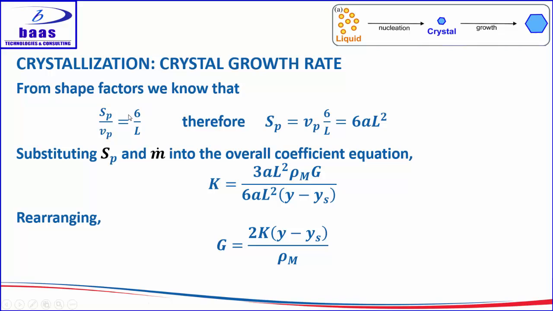From the shape factors, we know that the surface area divided by the volume is equal to 6 divided by the equivalent length. Therefore, we can relate the surface area to volume as follows. We can substitute the surface area and the rate of growth, or the rate of mass growth, into the overall coefficient equation to obtain this expression. Then we can rearrange this equation to find the rate of growth, or the rate of crystallization equation, as follows.